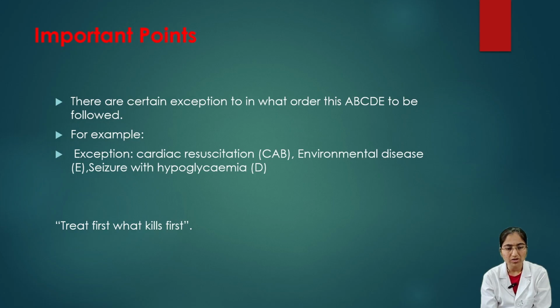And again, some more important points we'll see. There are certain exceptions to the order in which ABCDE is to be followed. One example of an exception is cardiac resuscitation. In cardiac resuscitation, first you have to assess circulation, then airway and breathing. In environmental disease, exposure we need to see first. And in seizure with hypoglycemia, disability, D, has to be checked first. Here the theme is to treat first what kills first. This is all about the ABCDE approach and assessment.